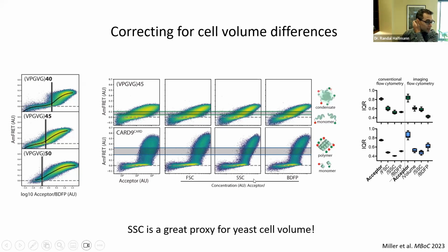And again, this data actually tells you, sort of to our surprise, that side scatter is actually a great proxy for yeast cell volume, and specifically the protein accessible volume of the cell, right? So not the total volume, including the organelles, but really what in the cell your protein of interest can actually access. So this is the volume that truly matters for the protein.